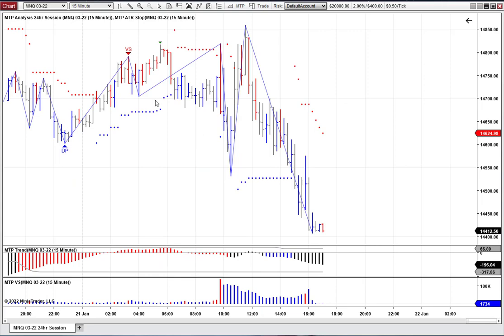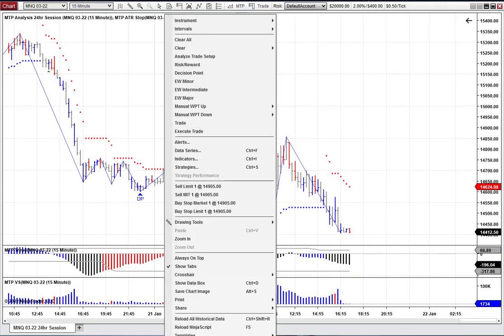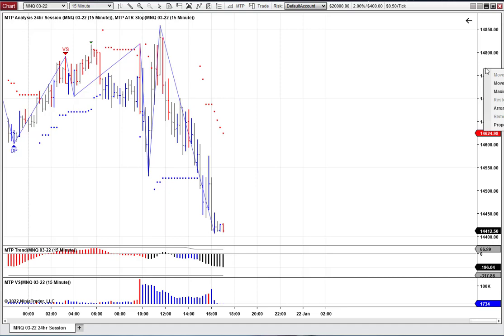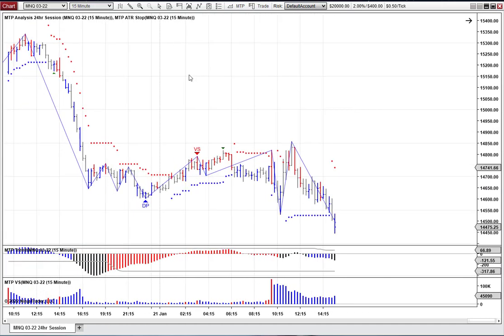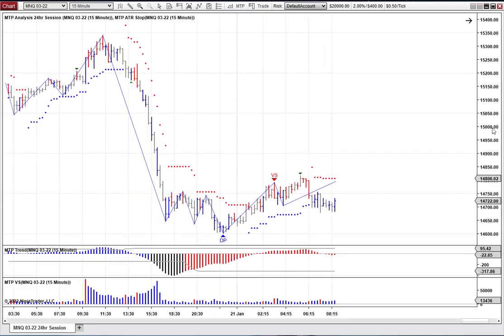Just going to zoom this out a bit. A bit too far there. Just going to put a little bit of white space on the right-hand side to give us a bit of chance to drag the chart over. There we go. Right, what I'm going to do is drag the chart back in time.